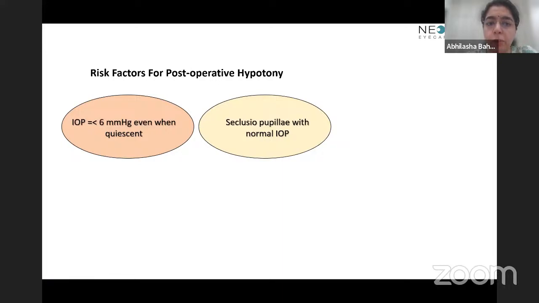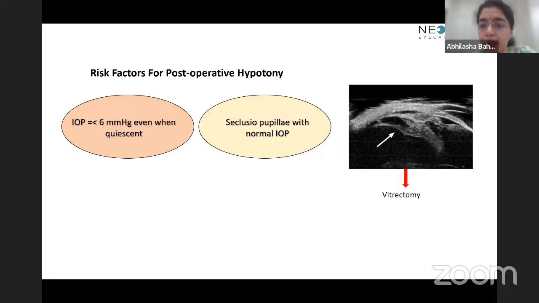Coming to risk factors for postoperative hypotony. Hypotony, as we all know, is more difficult to manage than increased intraocular pressure. So if intraocular pressure is less than 6 millimeters of mercury, even when the eye is quiescent, or we see a normal intraocular pressure, even in the presence of seclusion pupil, we should do a UBM, that is ultrasound biomicroscopy, and look for ciliary body traction. And these are often seen in cases with juvenile idiopathic arthritis.